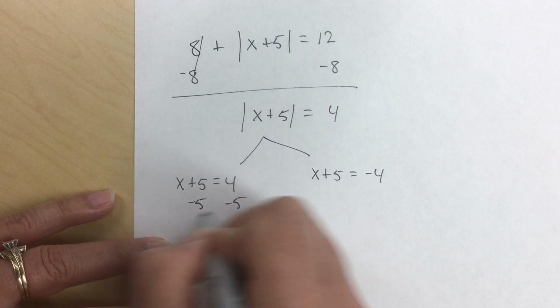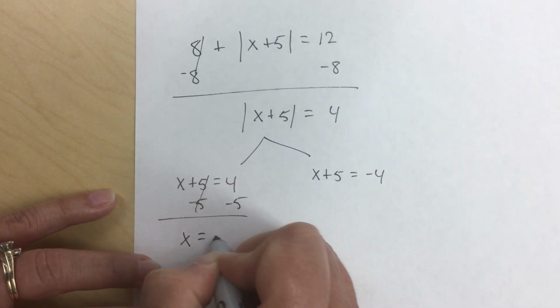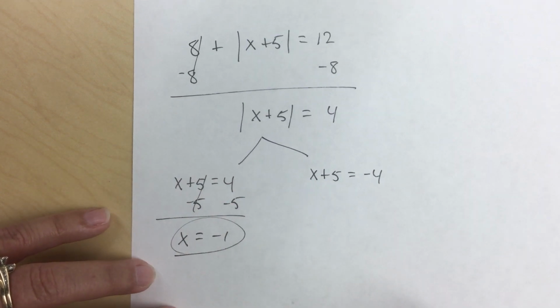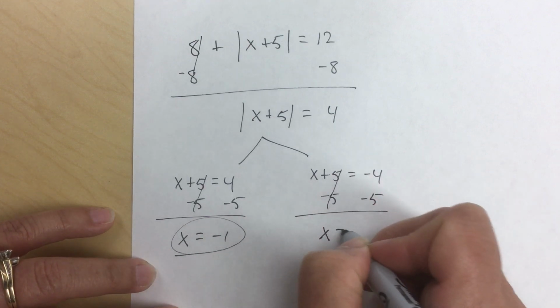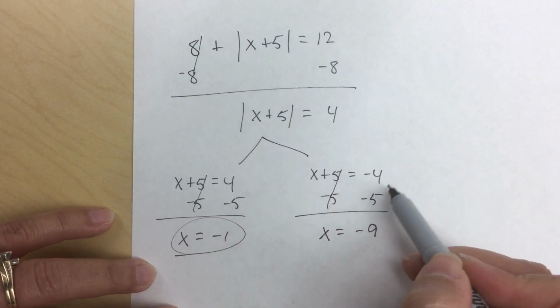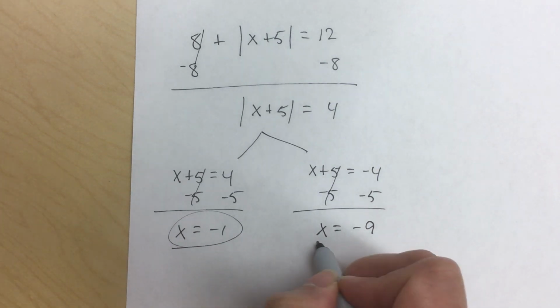Subtract 5 from both sides. x equals -1. Subtract 5 from both sides there. x equals -9, because -4 minus 5 is -9.